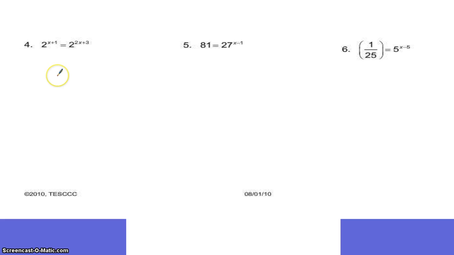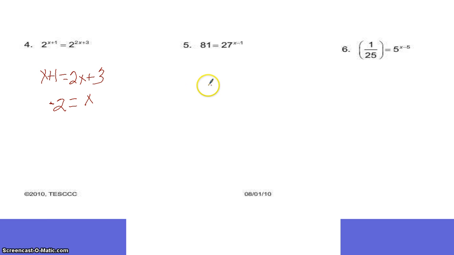Okay, let's look at the remaining 3 at the bottom. So now I look at number 4 and I see that my bases are already equal. So I'm going to take my exponent, x plus 1, and set it equal to 2x plus 3. So when I go to solve that, I'm going to take my x over to the right hand side and I'm going to be left with x. And when I bring my 3 over to the other side, I'm going to be left with negative 2.